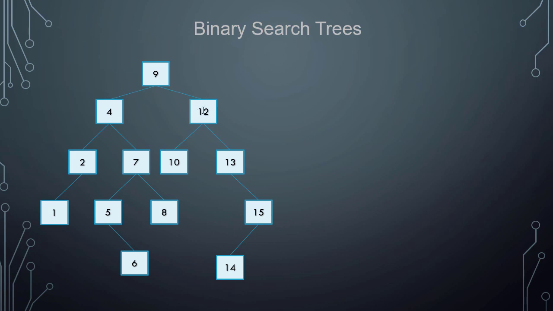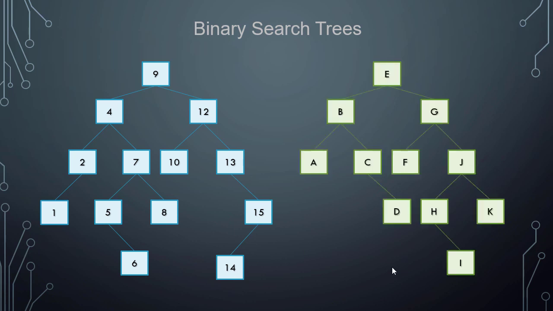So here, this node holds 12. Its left subtree has 10 in it. Its right subtree has 13, 15, and 14. This node has 15. Its left subtree has 14. So again, that property continues to hold.